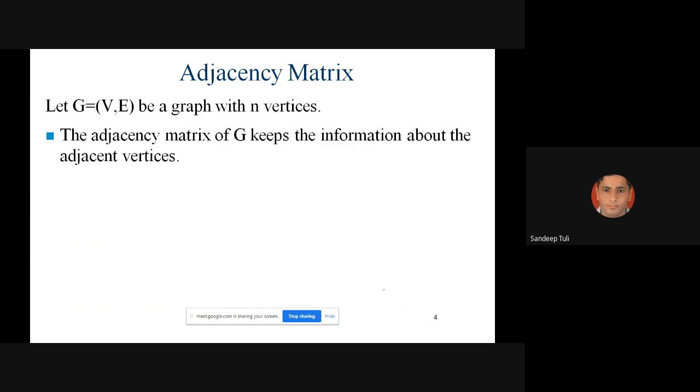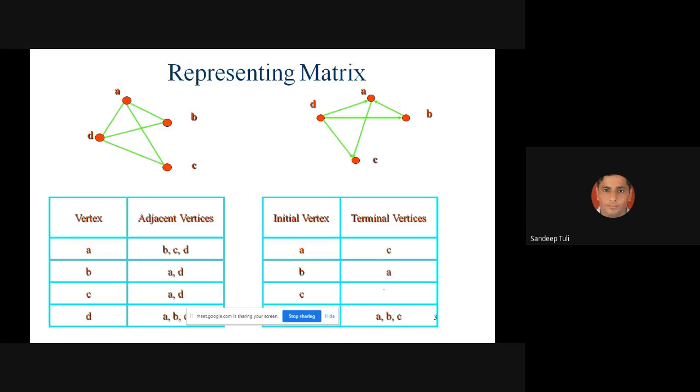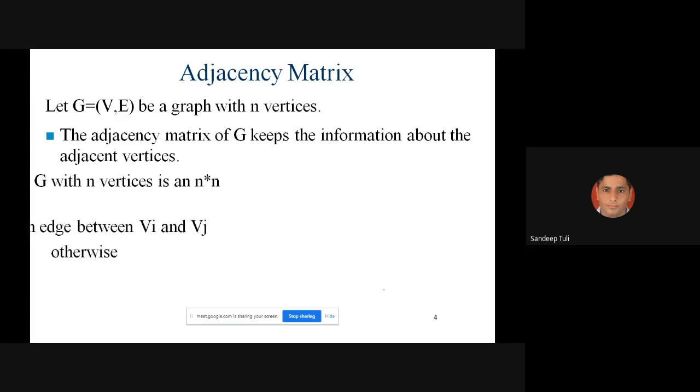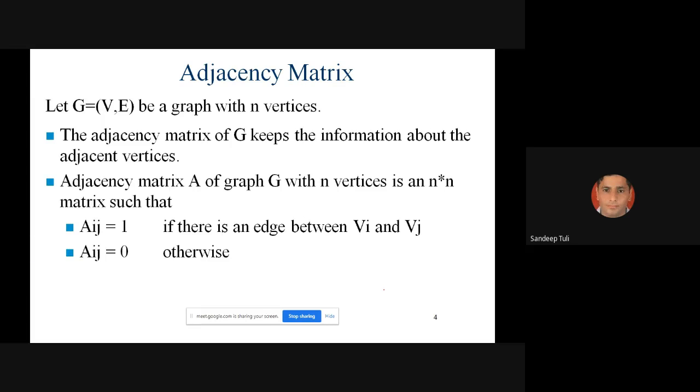Okay. The adjacency matrix of G keeps the information about the adjacent vertices, and in that we have only seen what adjacent vertices are, how we calculate the adjacent vertices for directed and undirected both. That's why I have discussed this in the first slide only. Okay, so it keeps the information about the adjacent vertices only. How? कैसे करेगा वो हम देखते हैं now.